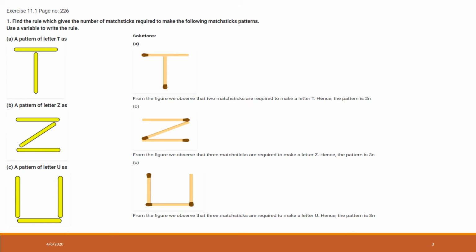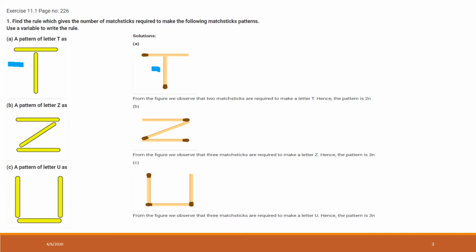So the first exercise of this chapter, exercise 11.1, page number 226. Question number 1, it says find the rule which gives the number of matchsticks required to make the following matchstick patterns. Use a variable to write the rule. See, this is the question you have been given.